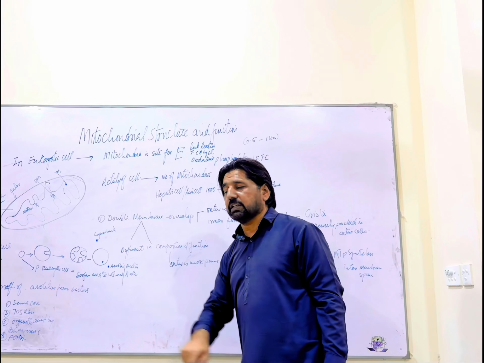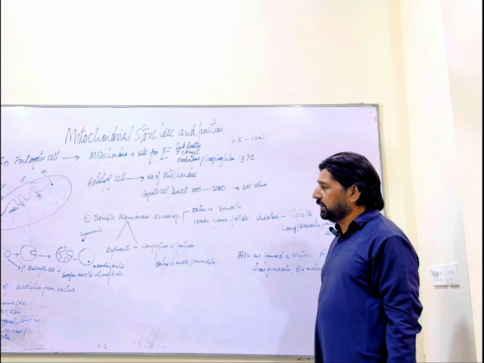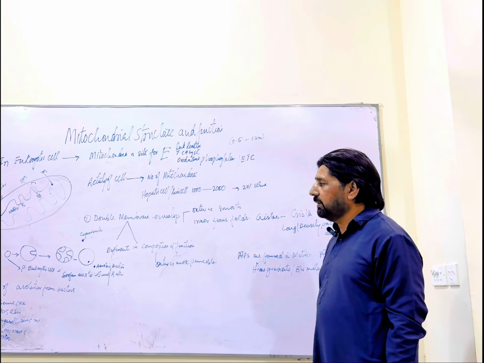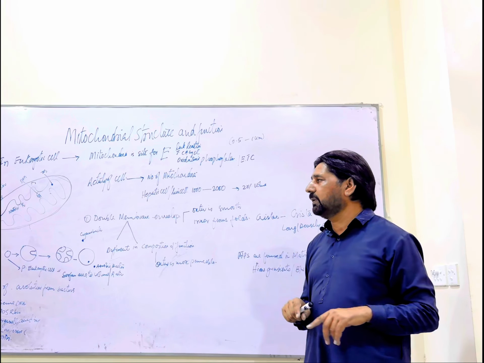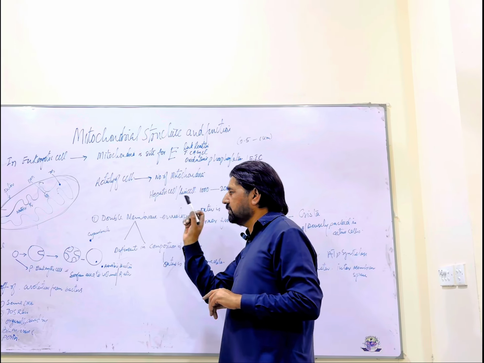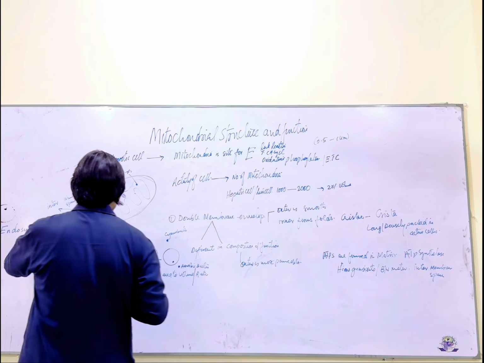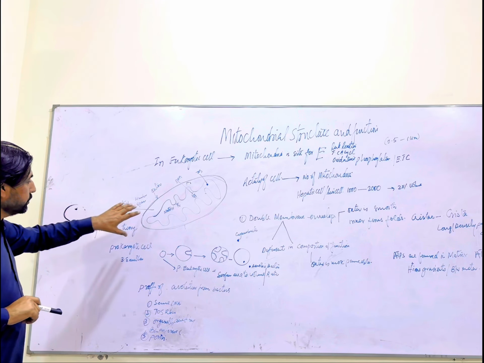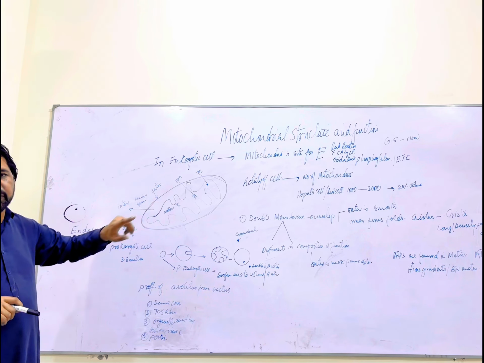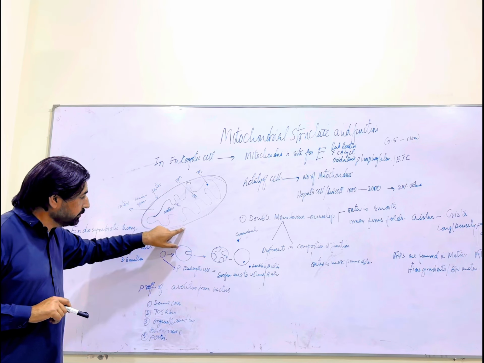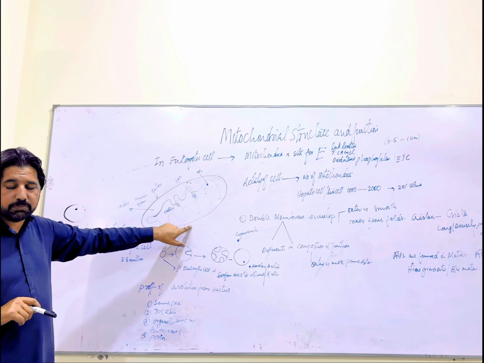Now we discuss the structure of the mitochondria. Mitochondria is a double membrane bound structure. The envelope of the mitochondria is a double membrane. One of them is known as the outer membrane and the other is known as the inner membrane. The composition and function of the outer and inner membrane are absolutely different. The outer membrane is smooth and more permeable for small molecules.